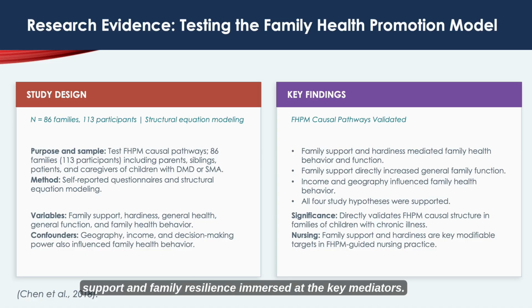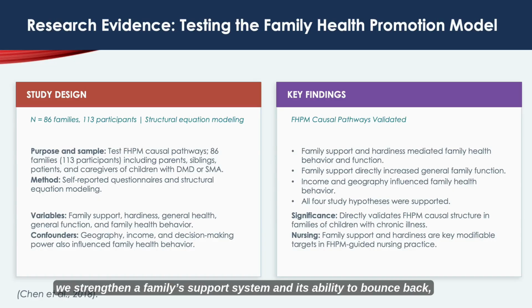Family support and family resilience emerged as the key mediators. Together, they shape both how well a family functions and how actively it works to promote health. Income and geography matter too, which fits the model's attention to social and environmental factors. In the end, all four hypotheses were supported. This is strong evidence that the family health promotion model holds up as a causal model, not just a helpful framework. And importantly, it tells us exactly where to focus.